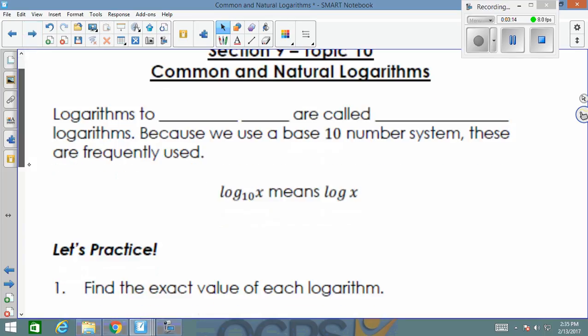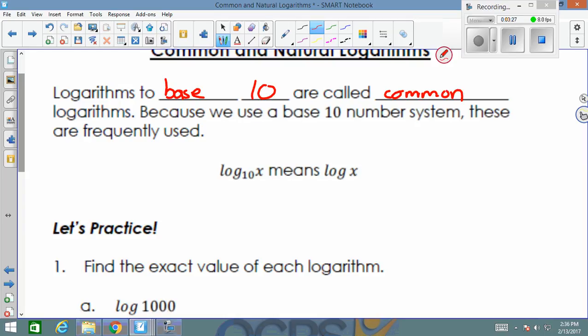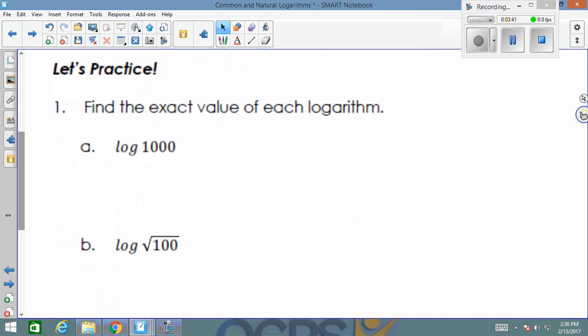Got it? So we have some logarithms that are in base 10. These are called the common logarithms. We use the base 10 number system so we frequently use these. Sometimes you won't see a base written, so there's an imaginary 10 there as your base. Okay? So it says find the exact value of each logarithm.